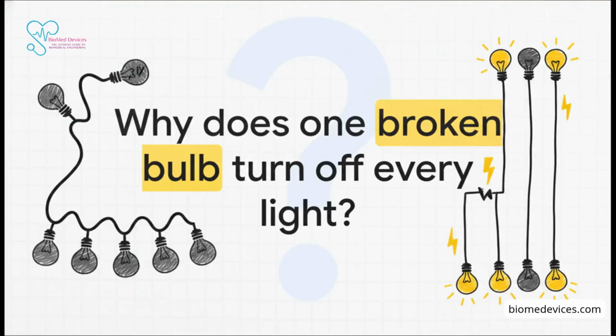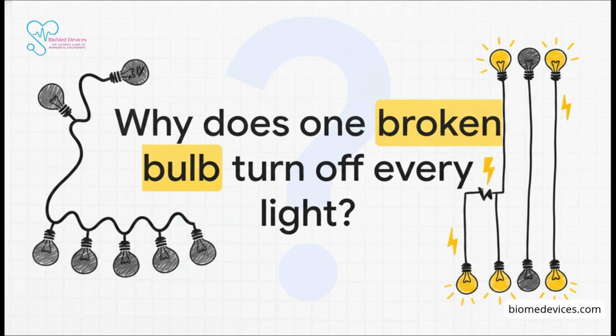Picture those old decorative string lights. You plug them in, and one single burned-out bulb causes the entire string of 50 lights to just go completely dark. It's incredibly frustrating, right? But then, think about the standard wiring in your home or in a hospital room. If one light bulb burns out in the ceiling, the other lights in the room stay on and your appliances keep humming along perfectly. Why does the exact same event, a broken bulb, cause two completely different electrical outcomes?